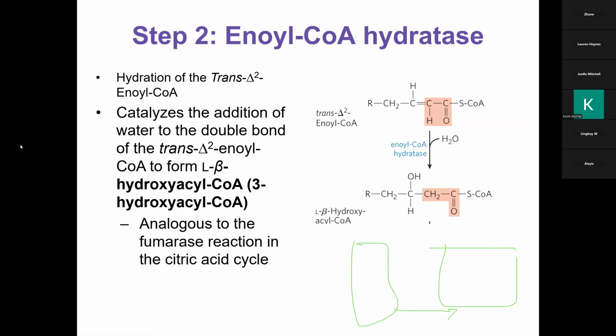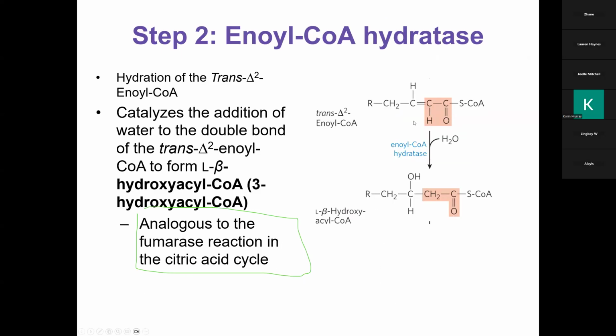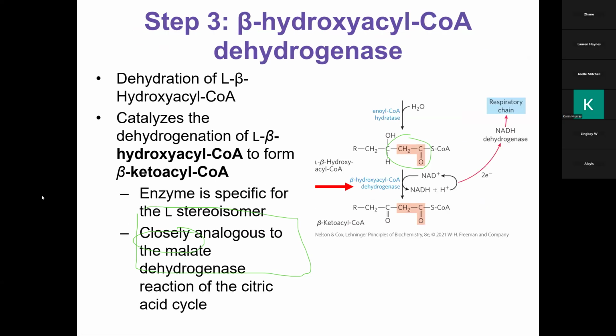Step 2 is the hydration, just like fumarase in the TCA cycle. Just as after you generate the fumarate, you then hydrate the fumarate in the TCA cycle, it's exactly the same thing. You have this double bond, and you hydrate it using this hydratase. And just like fumarase, you have an enoyl hydratase. That's step 2.